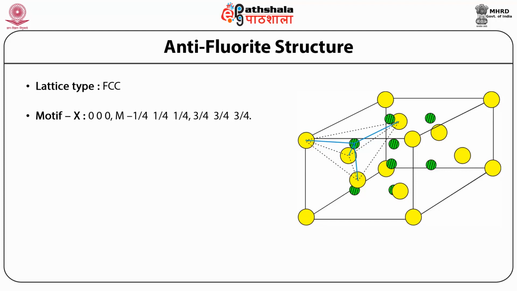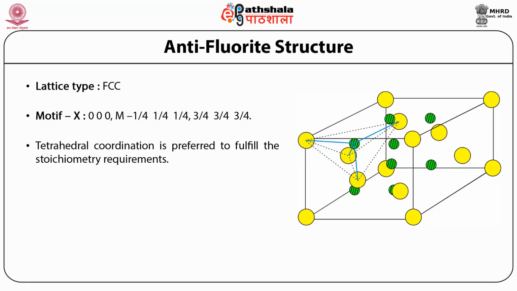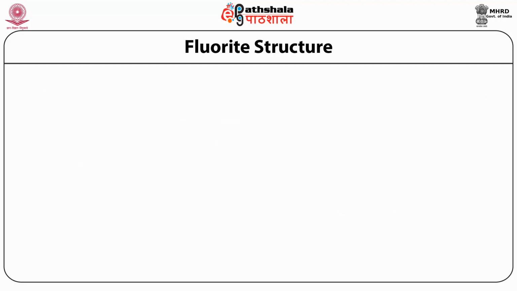In this case, the tetrahedral coordination is preferred to fulfill the stoichiometry requirements. Moreover, the corner sharing of tetrahedra is there in anti-fluorite structures. Fluorite structures. So students, till now we have discussed anti-fluorite structures. Now let us discuss fluorite structures and their differences with anti-fluorites.